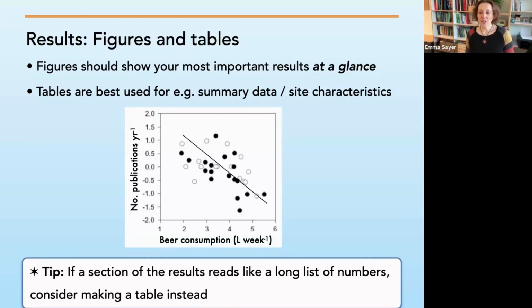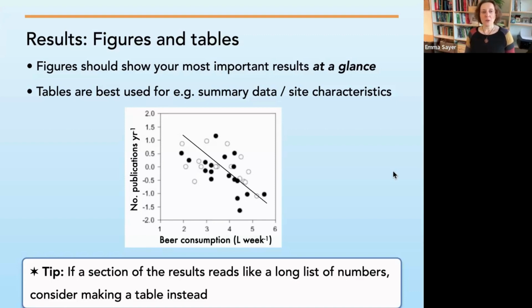Tables are best used for summary data, things like site statistics, and your supporting results, your supporting data. And a good tip is if you have a section of the results that is really just a long, long list of numbers, then you probably want a summary table or a nice table instead.